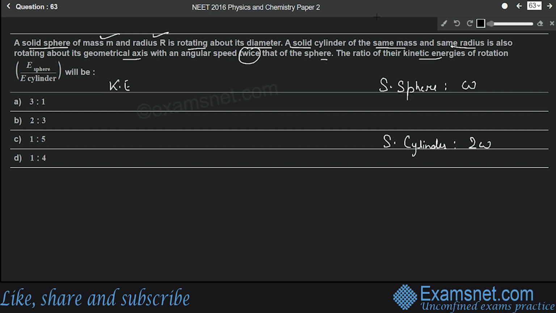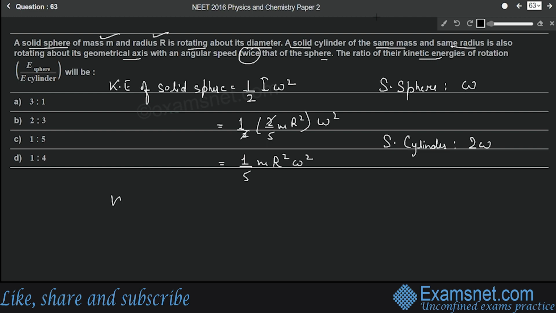Kinetic energy of the solid sphere will be equal to half I omega square. Now what is the value of I for a solid sphere? It is 2 by 5 mr square. So half into 2 by 5 mr square into omega square. On solving, we get 1 by 5 mr square omega square, because the 2 will be cancelled.